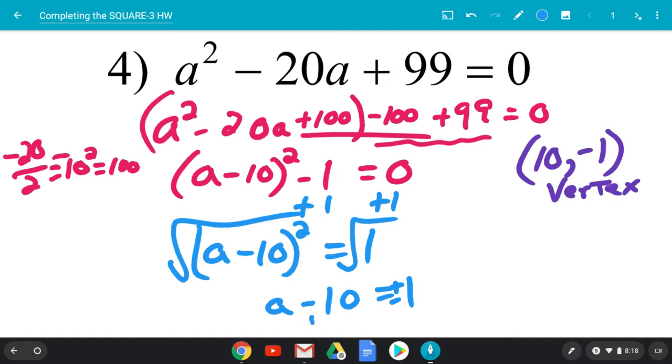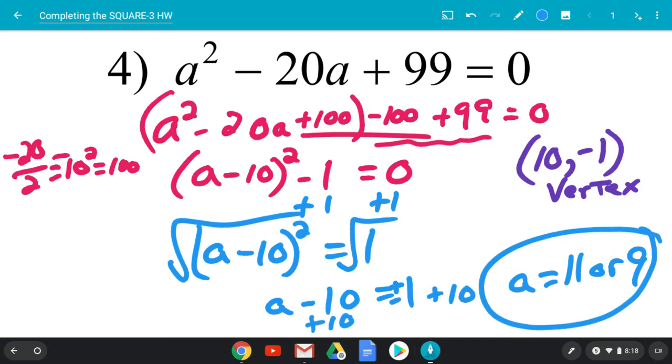So now I have to add 10 to both sides. So a equals 1 plus 10 is 11, and negative 1 plus 10 is 9. So it crosses at 11 and 9, and my vertex is 10, negative 1. Those are the three most important things that we're looking for. How many people got that? Those of you who didn't, questions?